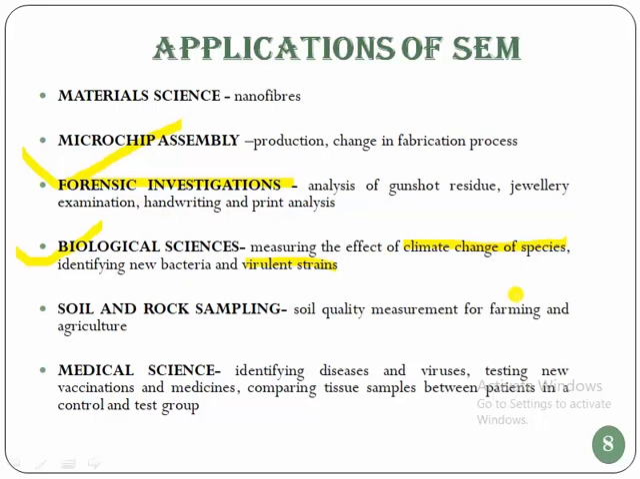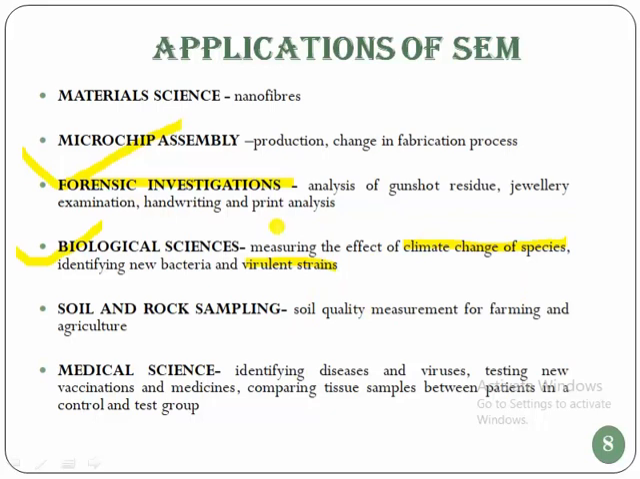Because coronavirus also has some strains, some virulent strains. Then there is always an effect of climate. That's why there is a change in species. There is a change in the species of bacteria and virus from the strain. So to measure that DNA or RNA strain, we can use the scanning electron microscope.